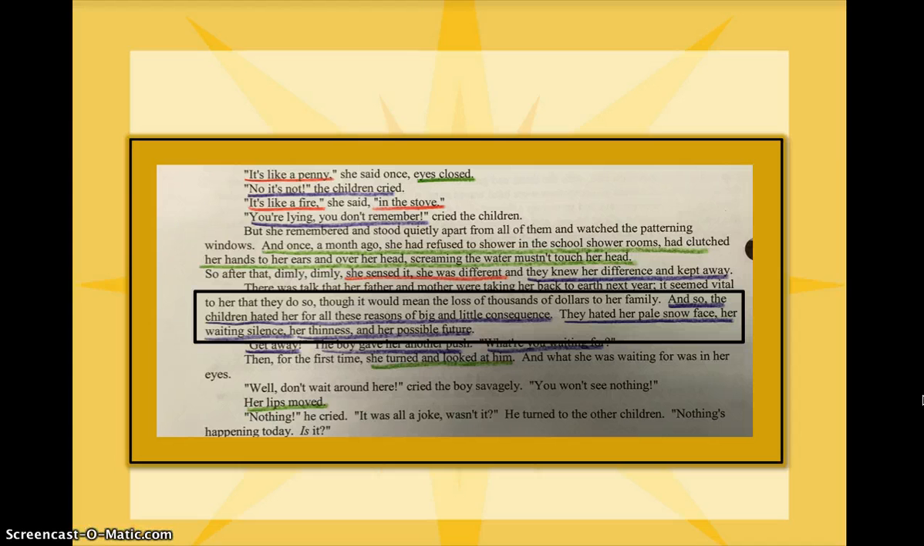Let's look at this a little deeper by looking at another part where the students react to who Margot is. It says, "And so the children hated her for all these reasons of big and little consequence. They hated her pale snow face, her waiting silence, her thinness, and her possible future." This reaction shows that the students have added all of Margot's negative responses and circumstances and are holding them against her, feeling that all of these reasons give them justification for hating her and treating her the way they do.